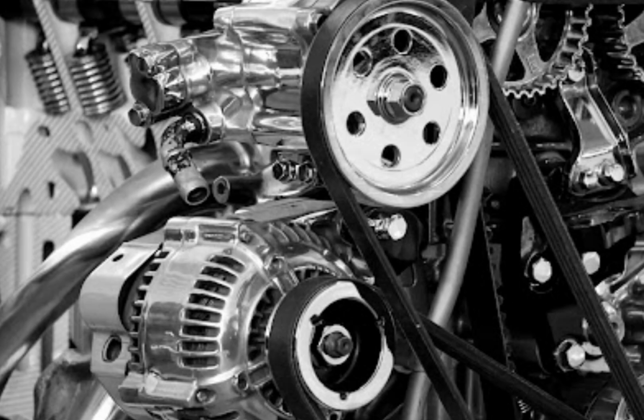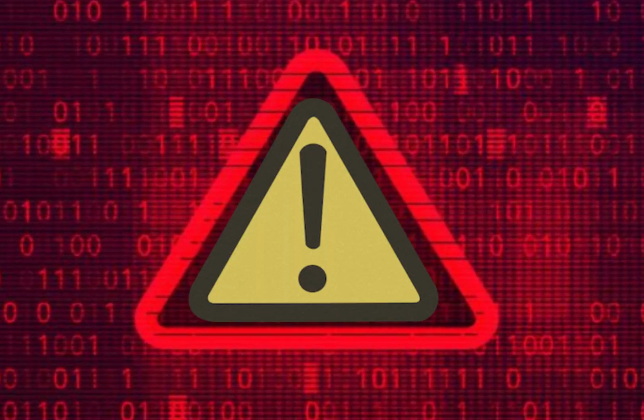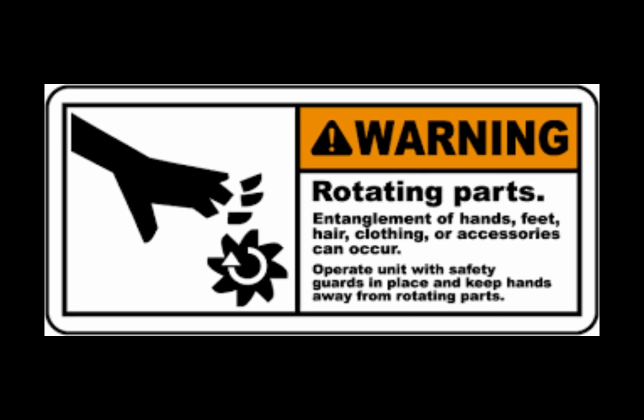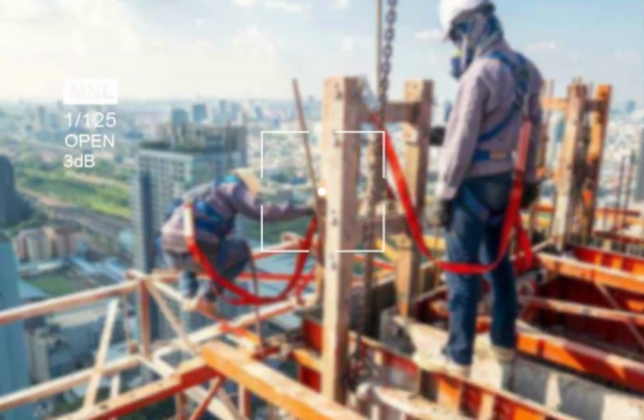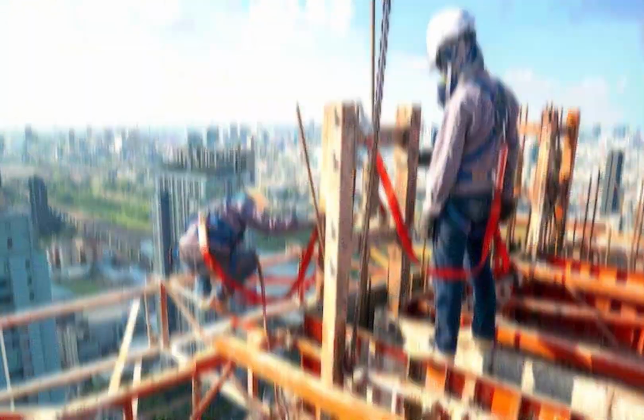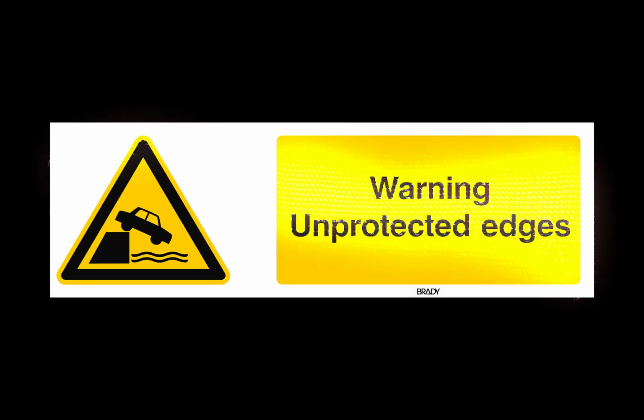Going back to the previous examples, the machine. Machine is a threat. What are the hazards related to a machine? The same, swivel parts. The second example, an excavation. What are the hazards related to excavation? Toxic gases. And heights. What are the hazards related to heights? Yes, unprotected edges.